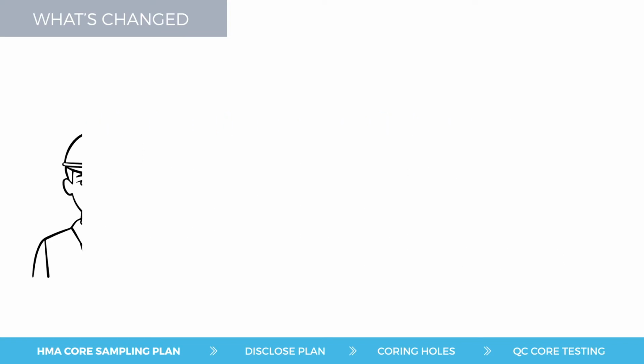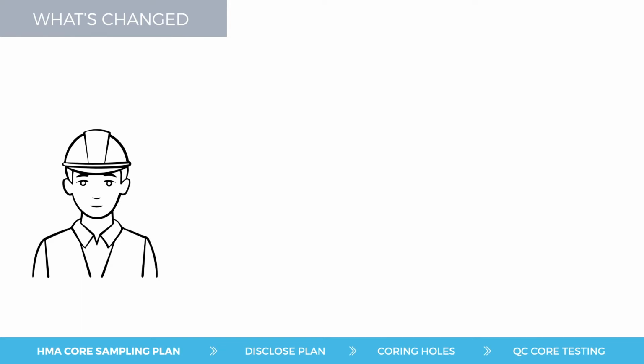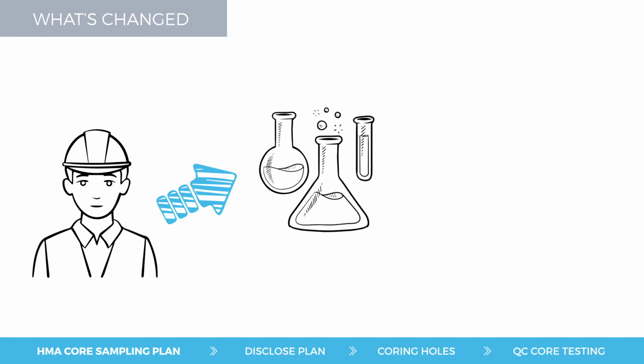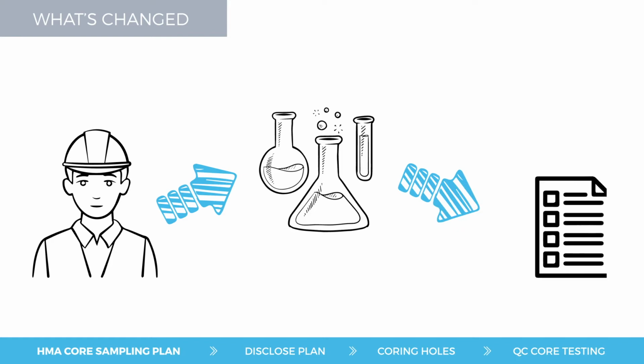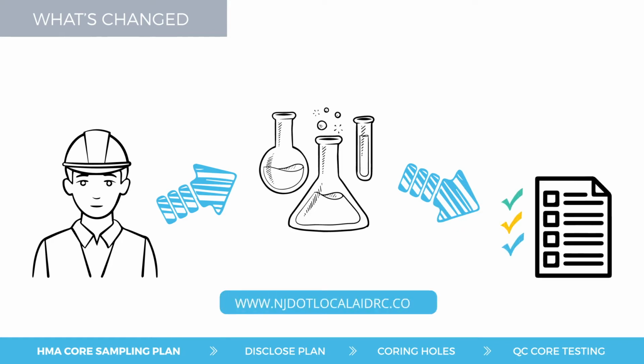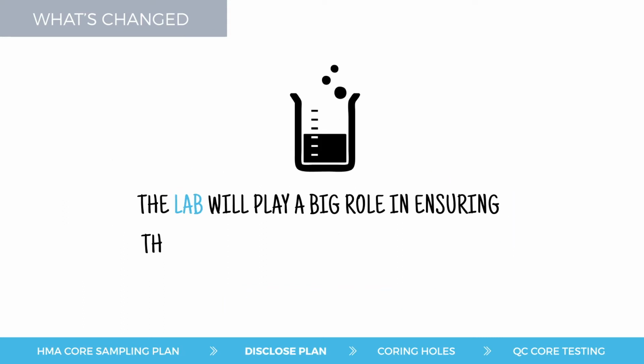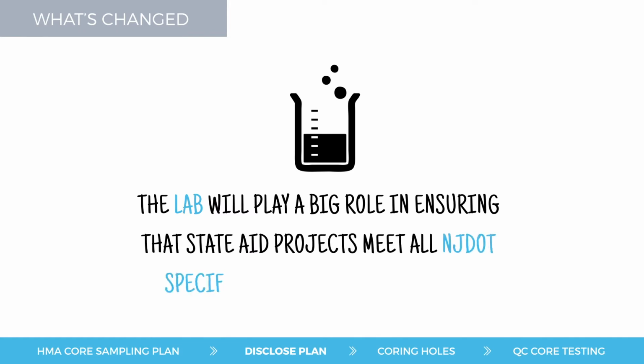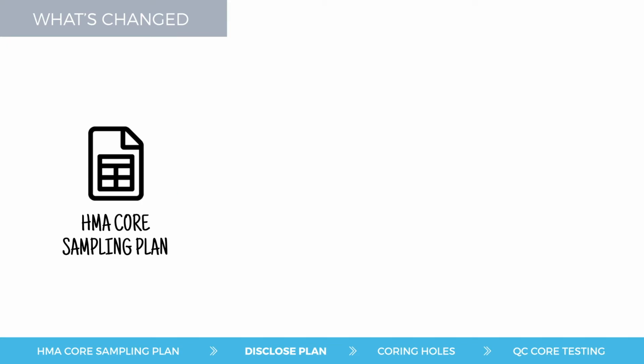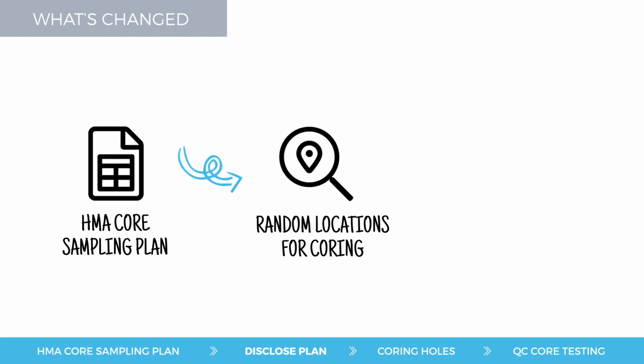A laboratory or independent testing agency is selected by the local public agency or RE to perform quality assurance sampling, testing, and analysis. The selected laboratory must meet all NJDOT criteria, which can be found on the Local Aid Resource Center website. The lab will play a big role in ensuring that state aid projects meet all NJDOT specifications and requirements. The HMA Core Sampling Plan will help the lab determine the random locations for coring.